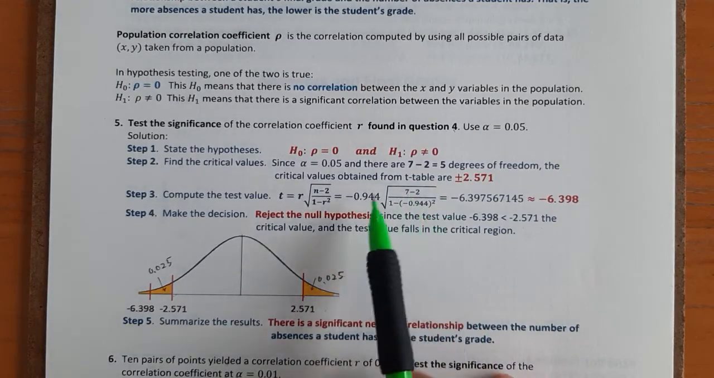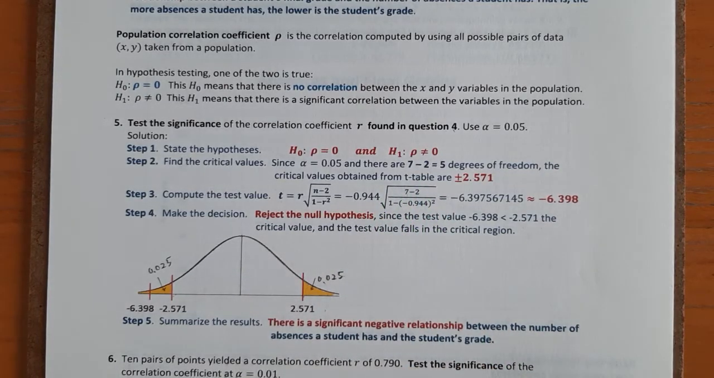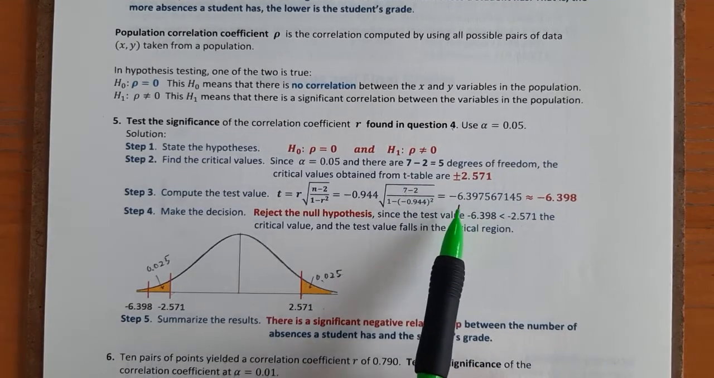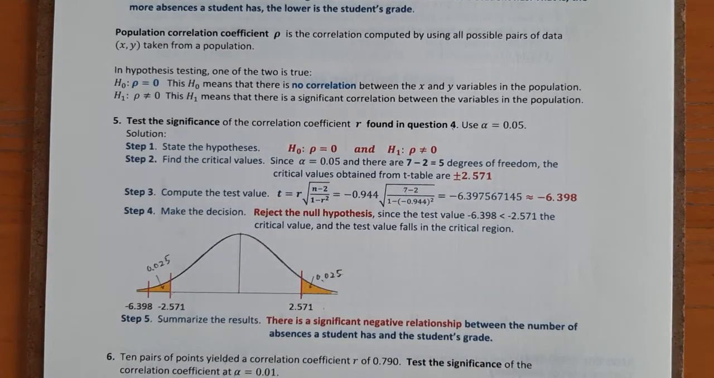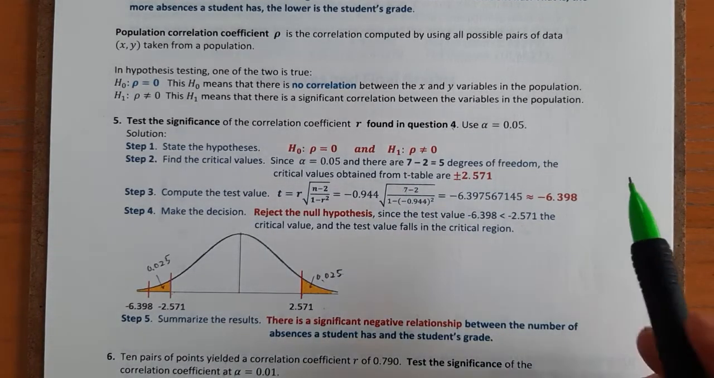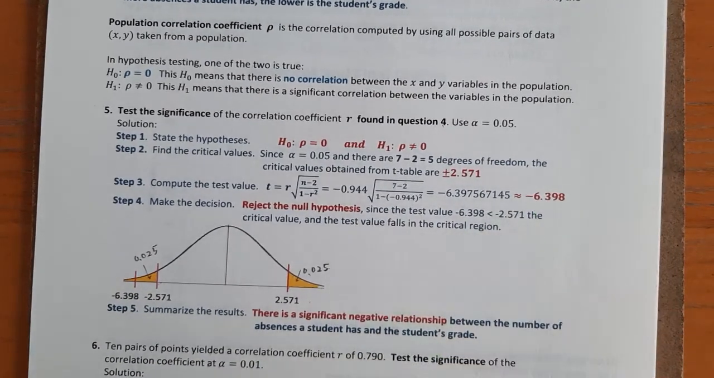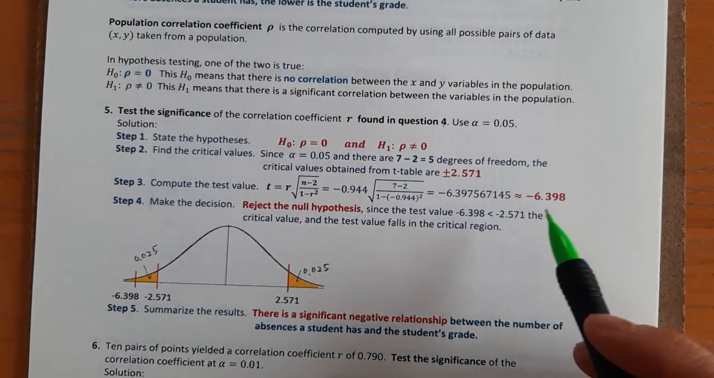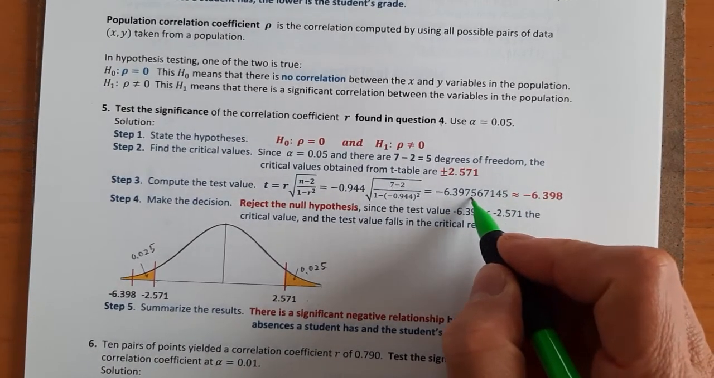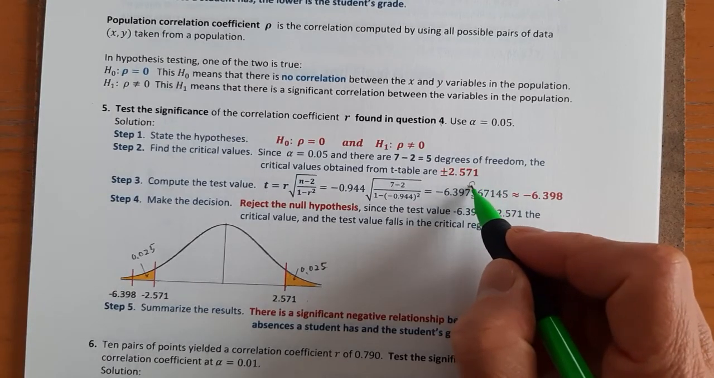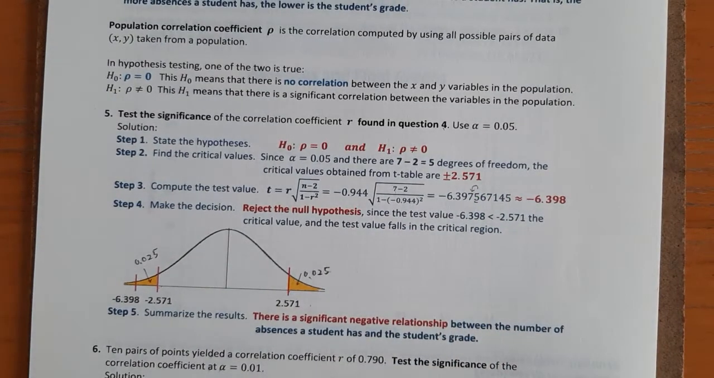Use a calculator, and you will figure out that t is negative. You can round it to 3 decimal digits: negative 6.398. Here there is a 5, so you round up. If it is 5 or more than 5, round up.